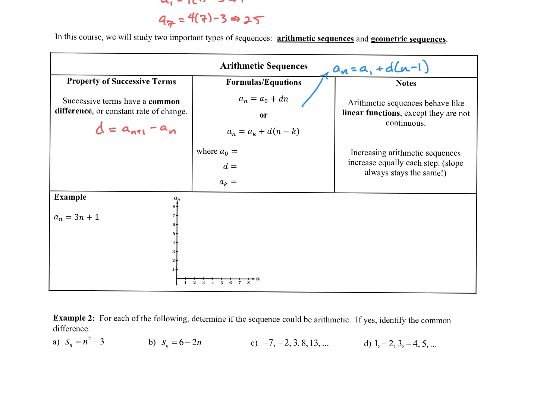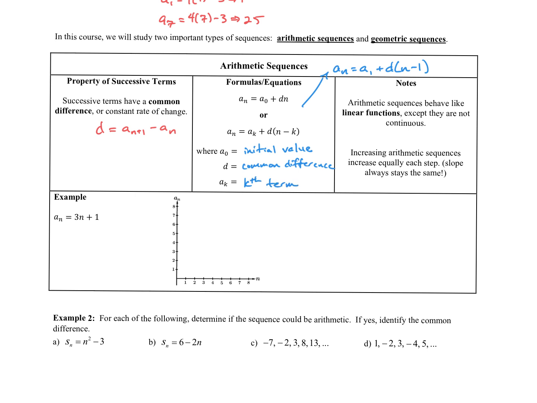All right, and so a sub 0 is our initial value. Our d is our what? Common difference. Because we add from term to term, so this is our common difference. And then our a sub k is actually called our kth term, whatever that term is.